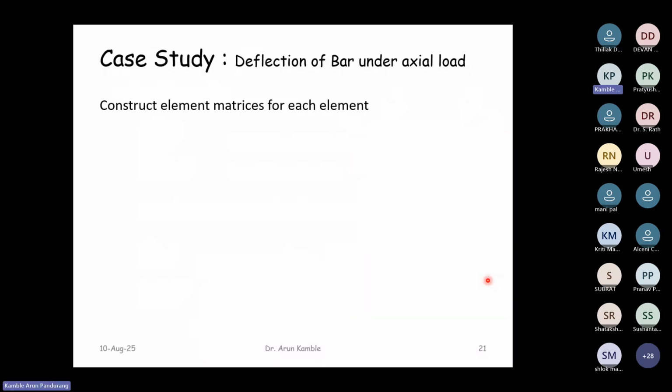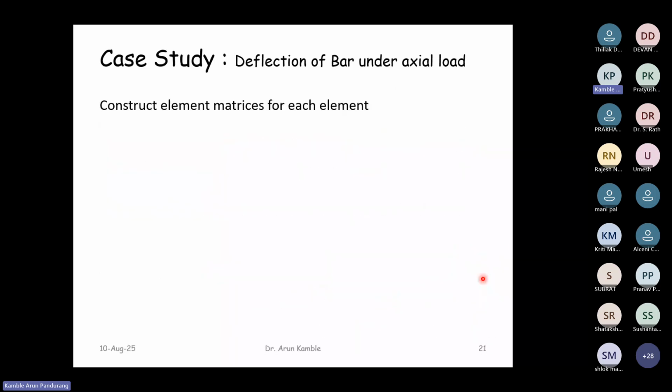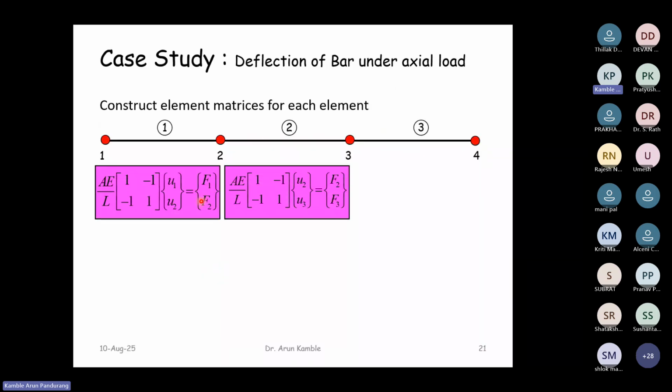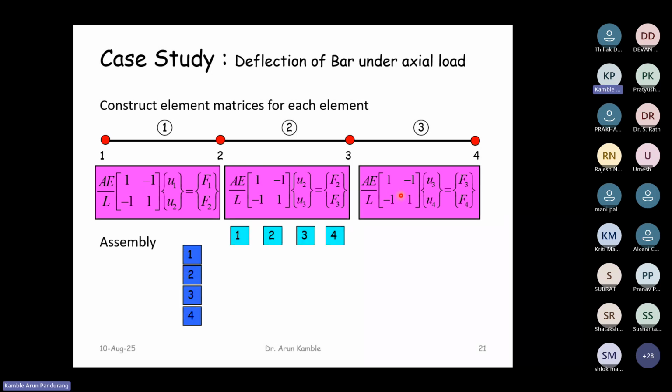The next step is to construct the element matrices for each element. By using this approach, we can construct the element stiffness matrix for element number 2 and element number 3 also. These are the element stiffness matrices for elements 1, 2, and 3. The next step is to assemble these element stiffness matrices into global form. In the assembly process, we first write the node numbers in the horizontal and vertical directions. This problem consists of 4 nodes, 1, 2, 3, 4, and each node has 1 degree of freedom.